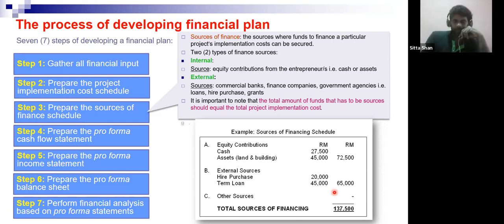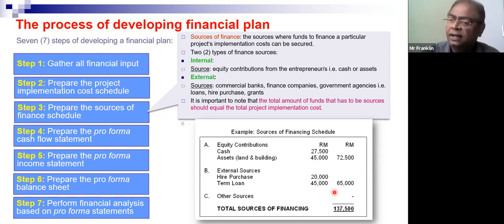65,000. Out of which 20,000 is a hire purchase for a van. Remember, you're buying a van, right? And then the term loan is what? Term loan is you're borrowing from the bank for your business line, right? So totally, this is the schedule. So this is a source of funding. Remember the second part, you prepare the source of funding. So it can be internal, external. Internal is your own. This is internal, this is external.